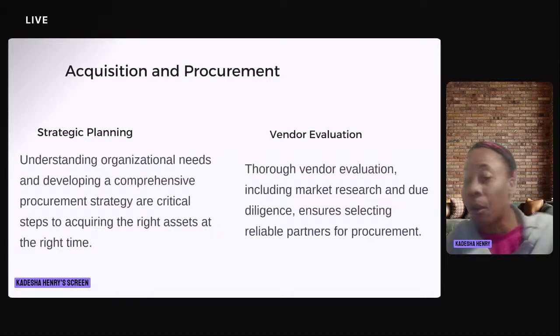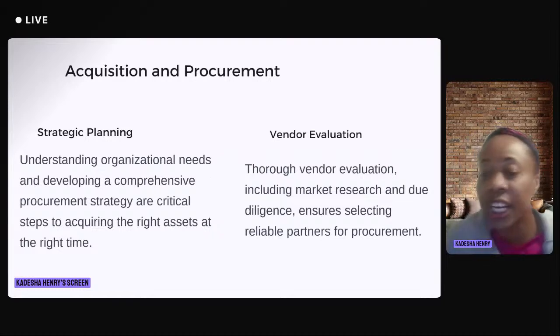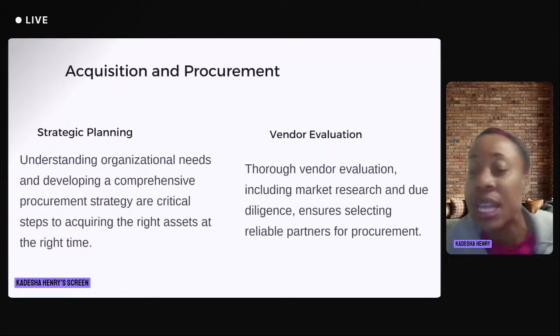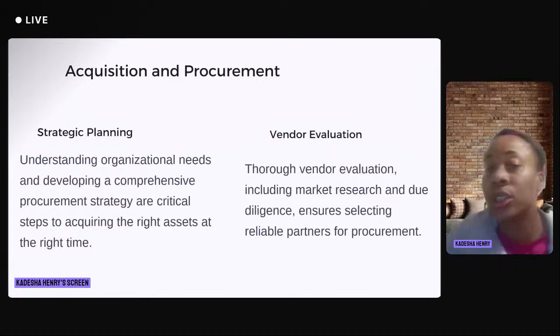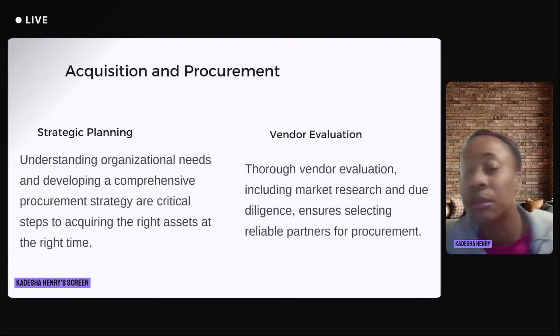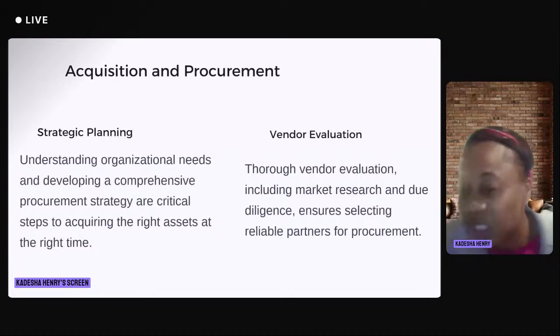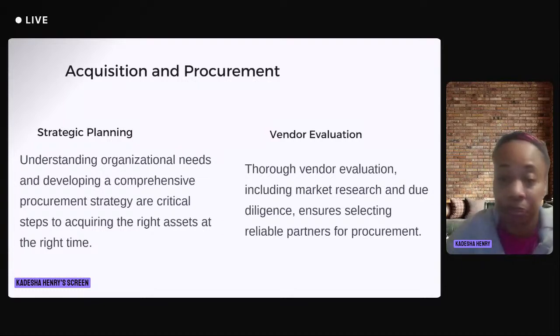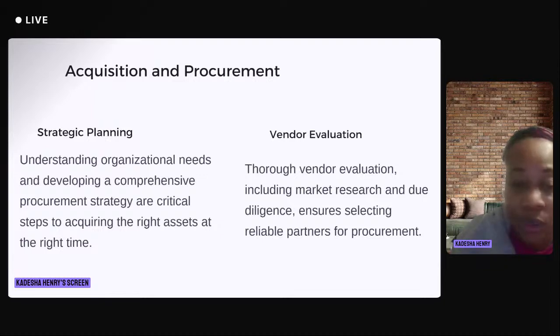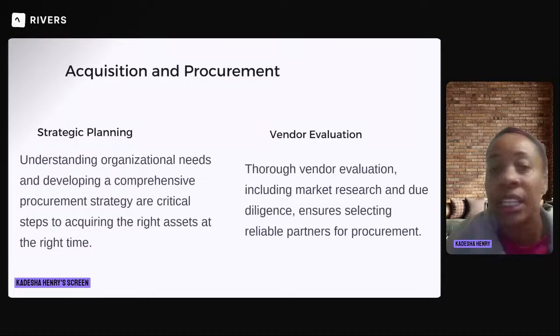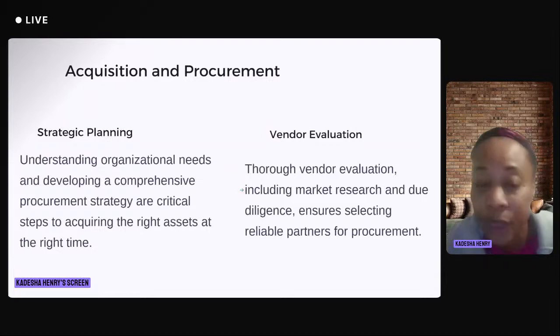Vendor evaluation, we talked a little about that. Thorough vendor evaluation, including market research, do your due diligence, ensuring you select a reliable partner for procurement, right? So when you are going to choose your vendor, you got to research them. You got to hear what other customers or other people who have used them as their vendors have to say about these people. There are many times lists and information out there that will help you to understand who these vendors are, right? Because one of the things that you don't want to do is to find some vendors that people have bad reviews about, and you think, okay, they are cheaper, let me use them.